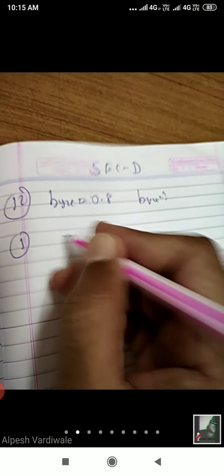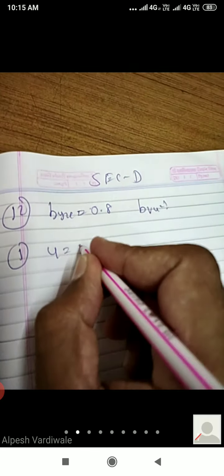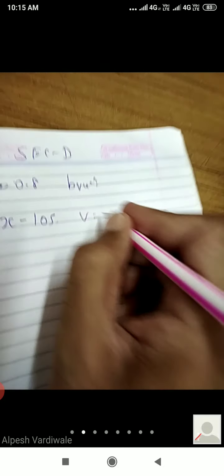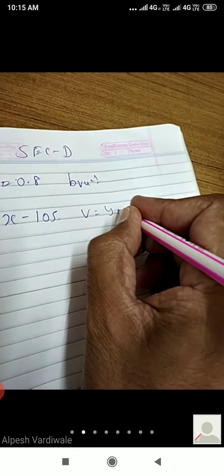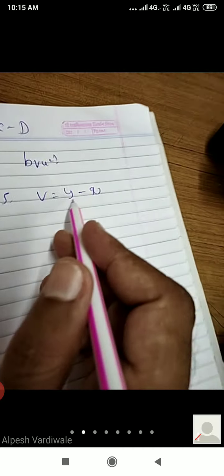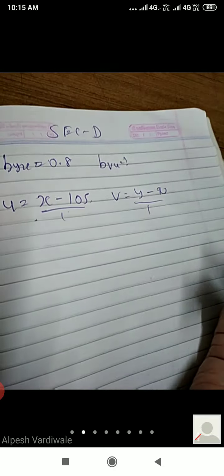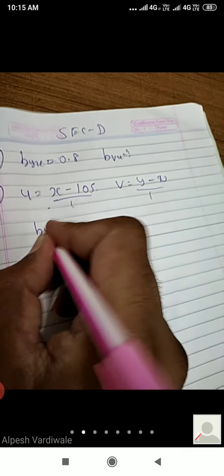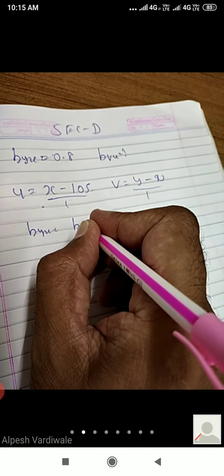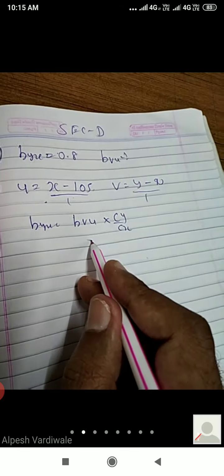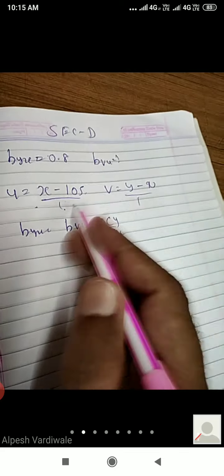So now first one, here U equals to x minus 105 and V is equal to y minus 90. Okay. Now this value is given here. So there is no cy and cx, कुछ value है ही नहीं. So byx is equal to, formula क्या आपका, bvu into cy upon cx. ये इसका फॉर्मूला. But there is no change, 1/1 ही होगा यहाँ पे.